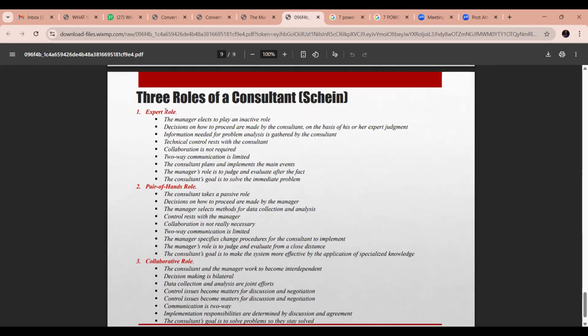We can be the expert. The manager, the owner, elects to play an inactive role. Take the lead. Pair of arms role. Okay, you are there, you're taking a passive role. And this last role is a collaborative role. It all depends on what the client wants.